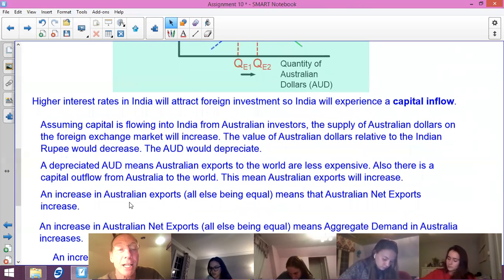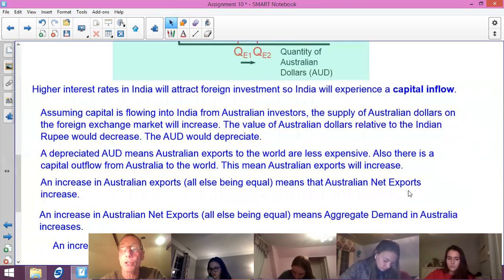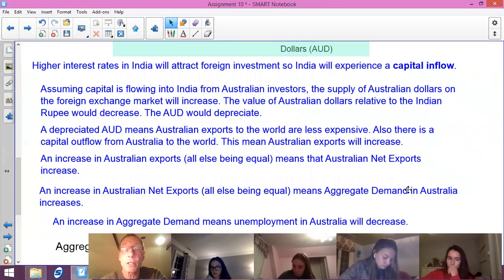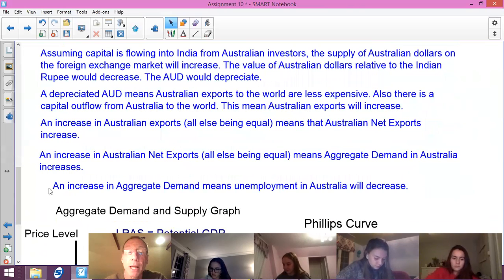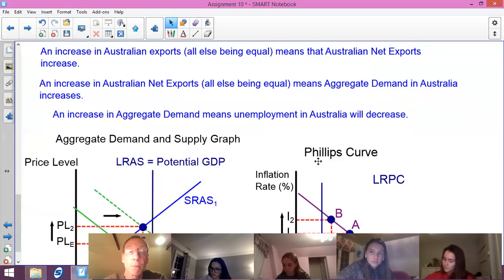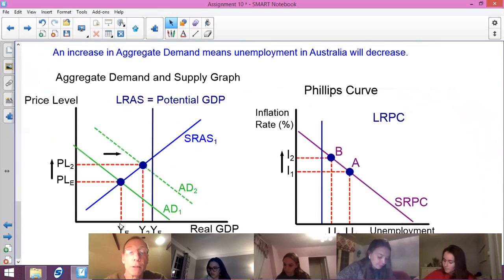If Australian exports increase, all else being equal, their net exports are going to go up, which means that aggregate demand increases, because net exports is a component of the aggregate demand function, as you know. So aggregate demand in Australia is going to increase, which means that unemployment in Australia will decrease as aggregate demand shifts out and we go up to a higher output, a higher real GDP.